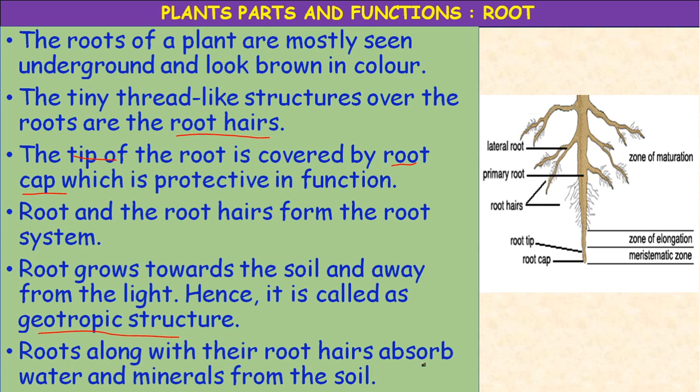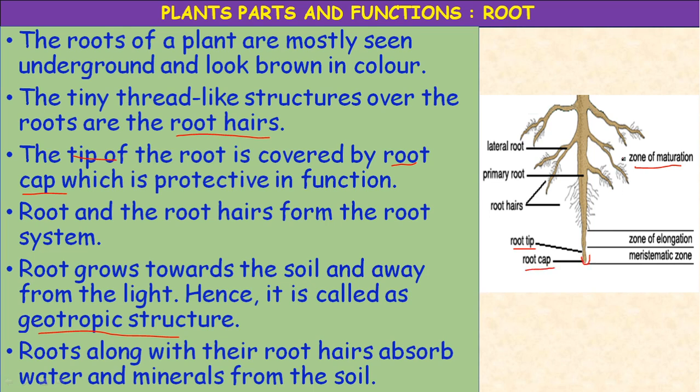See here, once again let us see the structure of root. The root has three main regions. So scientifically the root is divided into three main regions. One is meristematic zone, or it is also called the zone of cell division, where active growth of root takes place. It includes root tip covered by root cap.